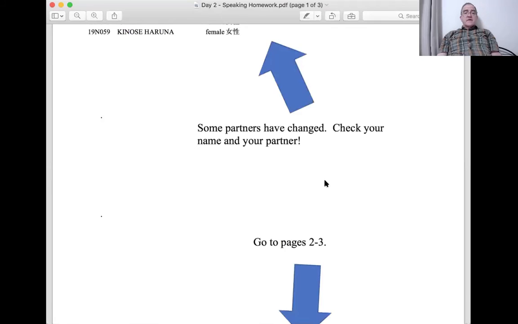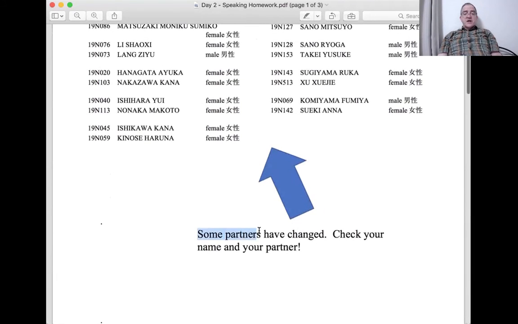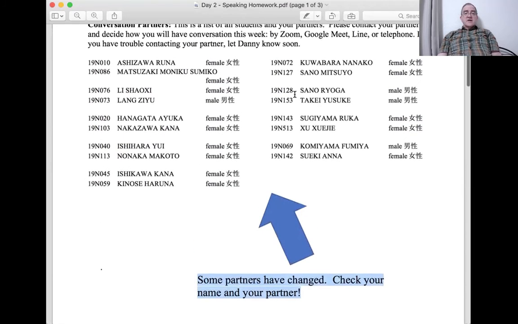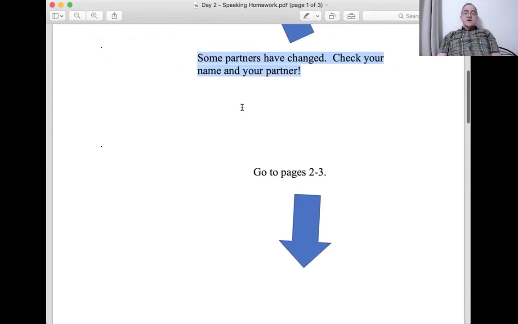Okay. There you go. This is your speaking homework. Now, I have changed some partners today, so be careful. Some of you are the same and some of you have changed. Some people had a personal reason they wanted to change. There's no problem with the people. Everybody was nice and there's no fights or anything, but someone needed to change partners. So we've changed several people here. So please check your name and your partner. Contact your partner this week.